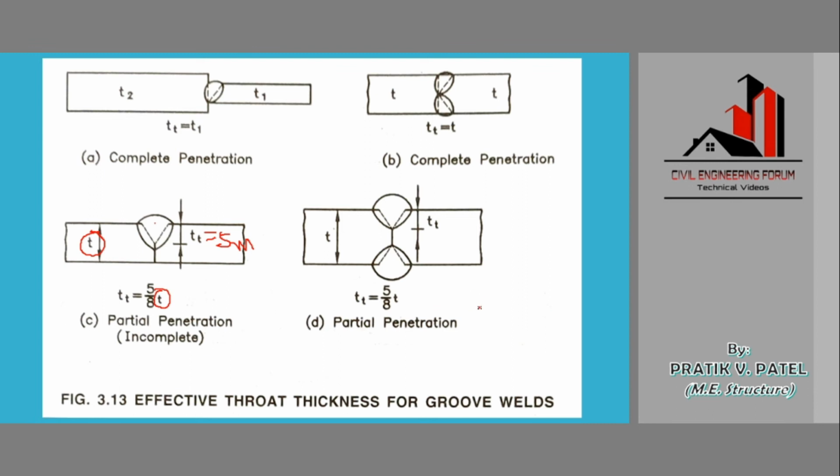Again, here also we are having partial penetration from both the sides. This was only from the one side. So the throat thickness over here could be again 5/8 into thickness, but on both the sides. The criteria remain same, this 5 mm, but 5 mm from here and 5 mm from here. So friends, this is all about the throat thickness criteria for groove welds.